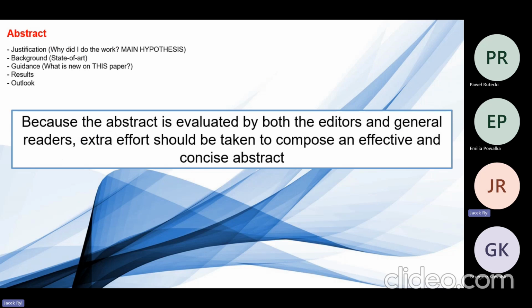Abstract. We have already passed through this. Because the abstract is evaluated by both the editors and general readers, extra effort should be taken to compose an effective and concise abstract. There are some journals today, for example, Analytica Chimica Acta, a very well-known journal in analytical chemistry, that just changed the way to write the abstract.